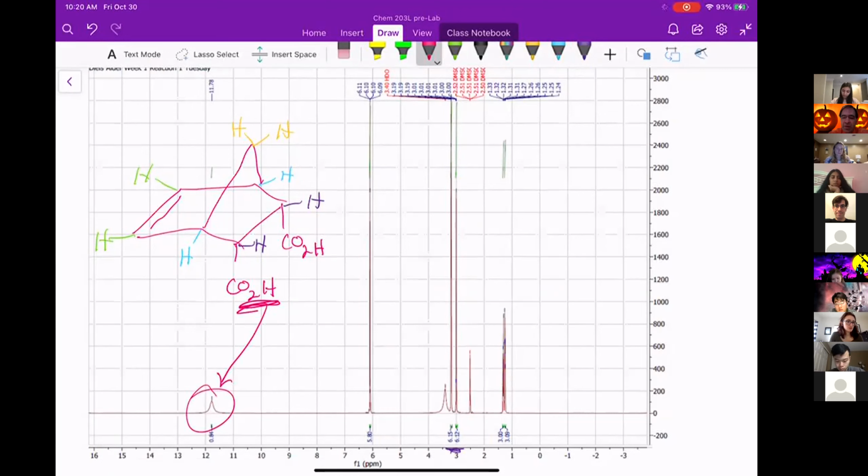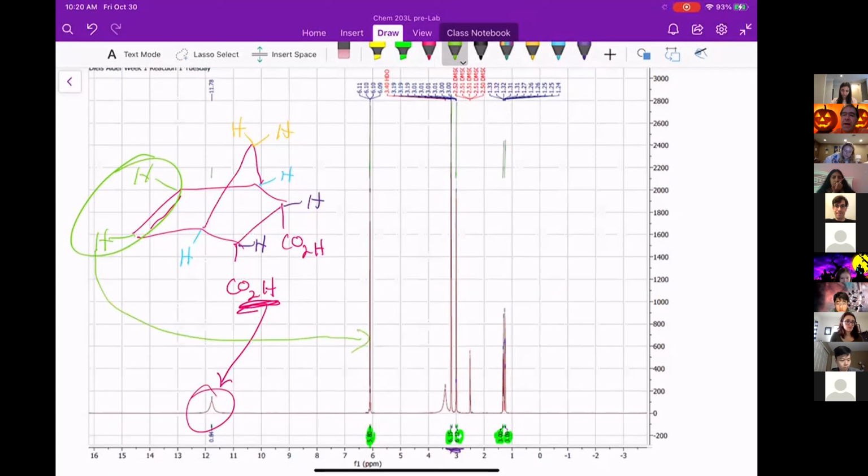All right. Then we can look at our integrations and we can see that we have around 6 to 6 to 6 to 3 to 3. That probably reduces to 2 to 2 to 2 to 1 to 1, which is a little bizarre because all of my other protons come in pairs. So we'll have to try to figure that out. But now let's look at the green protons. They're on a double bond. That means they're going to be shifted downfield. So these two protons are going to be these ones here.